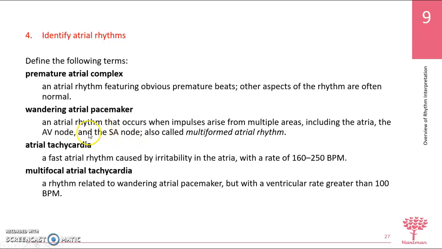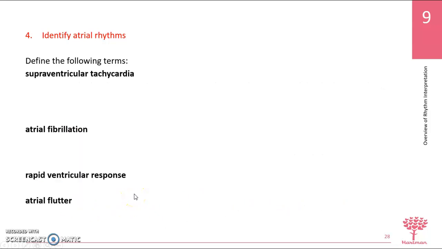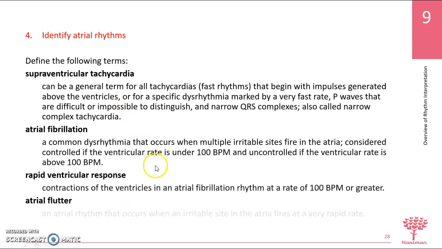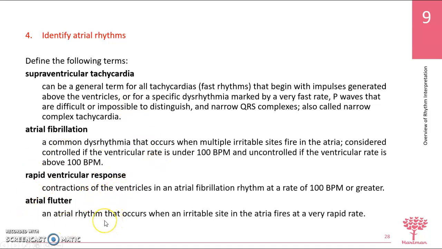Wandering atrial pacemaker, atrial rhythm occurs when impulses arise from multiple areas, and we talked about that before. Sometimes it'll arise from the SA node like it's supposed to, or sometimes from the AV node, or sometimes from the ventricle itself. Atrial tachycardia, really fast atrial rhythm, and then multifocal rhythm related to wandering atrial pacemaker, but ventricular rate is greater than 100 beats per minute. So then you have a supraventricular tachycardia, atrial fibrillation, rapid ventricular response, and then atrial flutter.